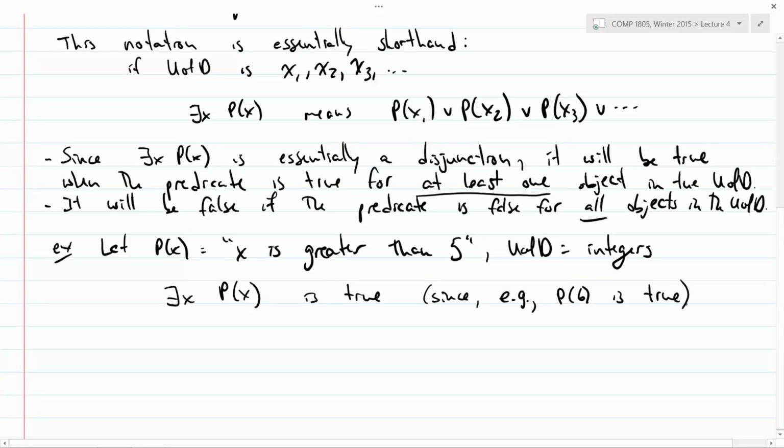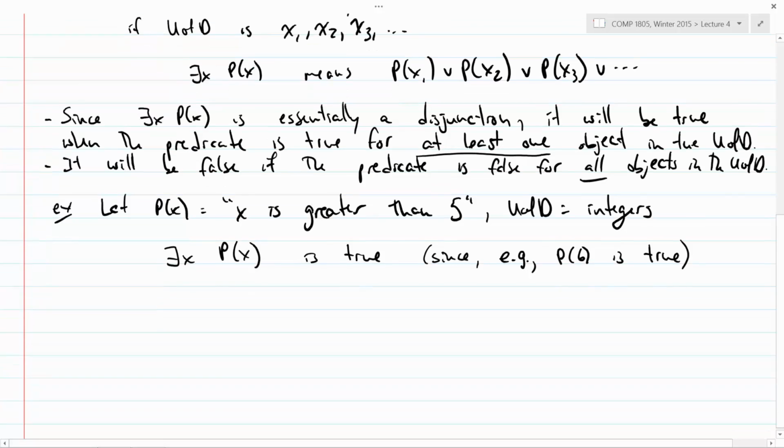So it doesn't matter that P(3), for example, is false. That's okay, that doesn't ruin everything. The important thing is that there's at least one x that makes it true. 6 is an example. There's infinitely many more, right? 7, 8, 9, 10, and so on are all perfectly good examples. Does that make sense? All right.